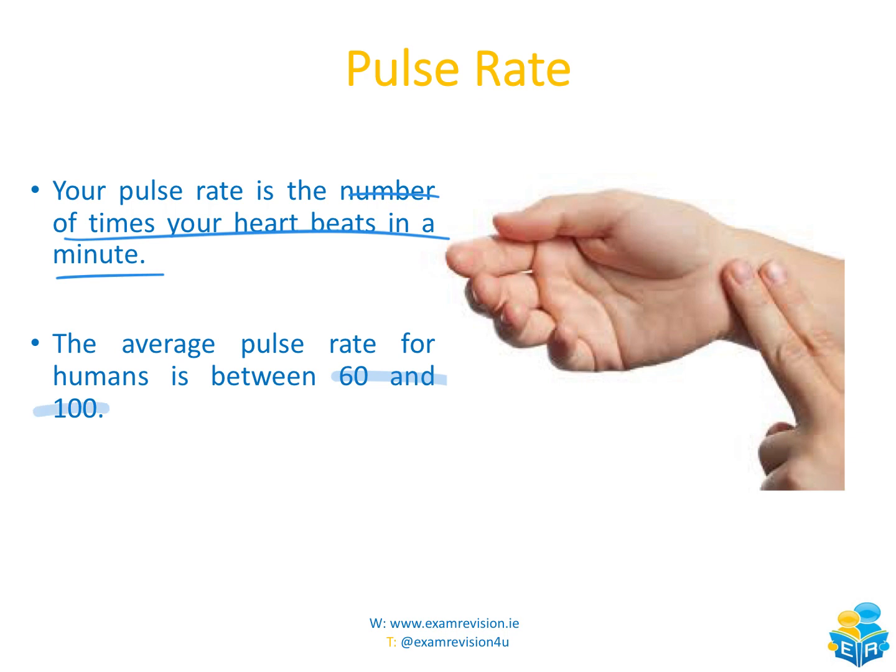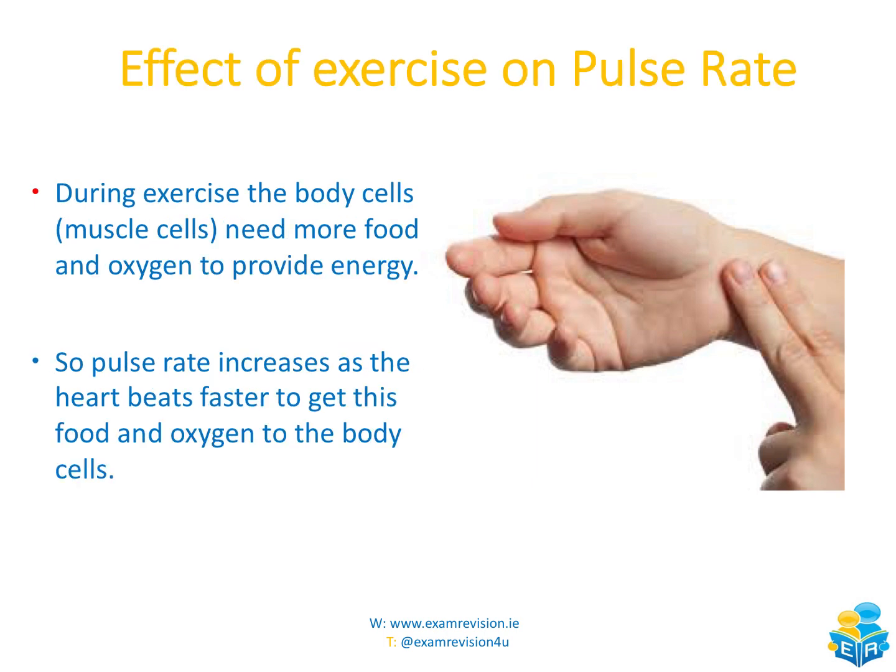So normally if you get the pulse rate of an athlete, their resting pulse rate will be much lower, but the average is anywhere between 60 and 100, but it can be a little bit lower or a bit higher as well.